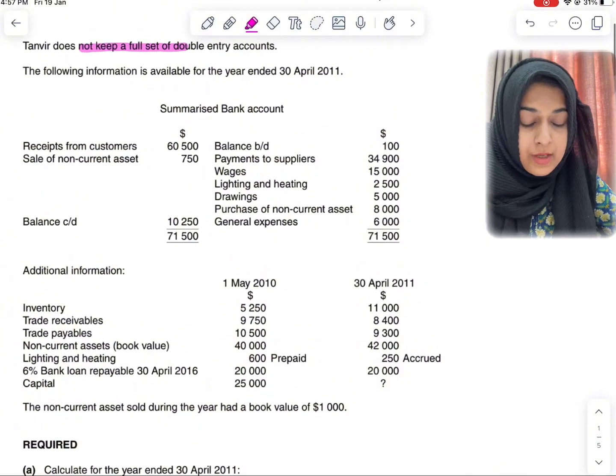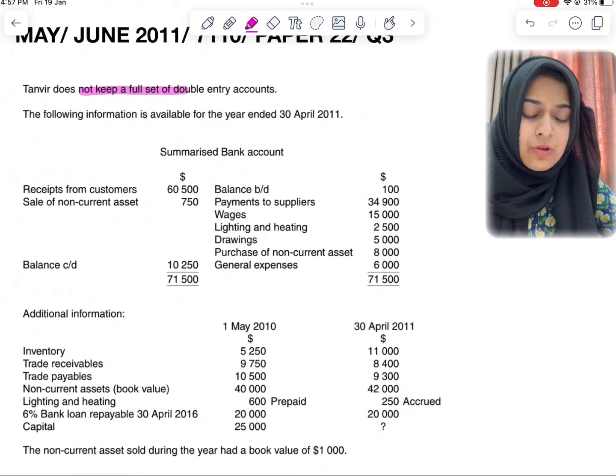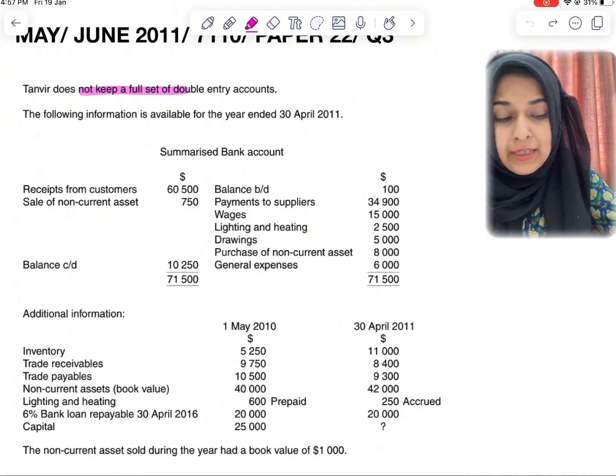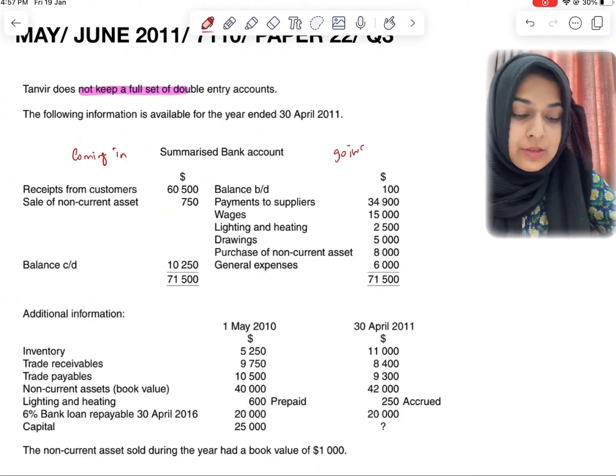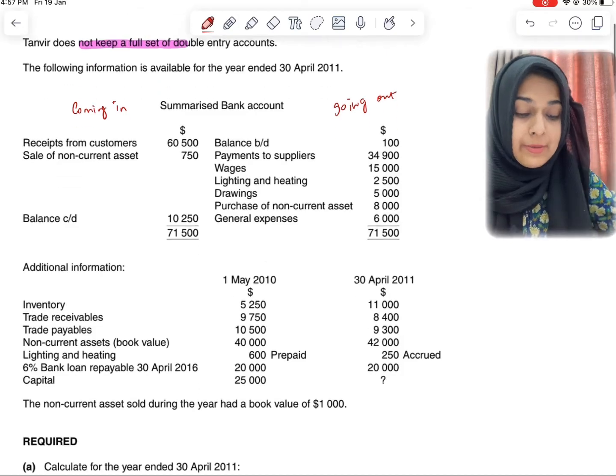Students already know that on the debit side of the bank account, you will have money coming into the business, and on the credit side, money going out. So payments are always recorded on the credit side, and receipts are always recorded on the debit side.